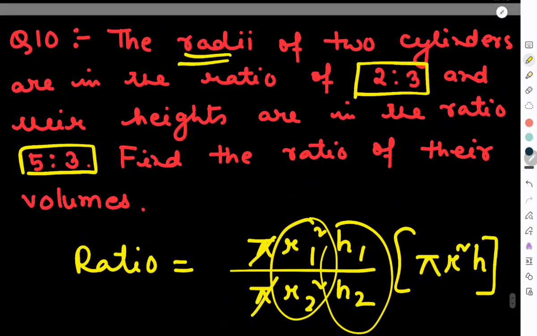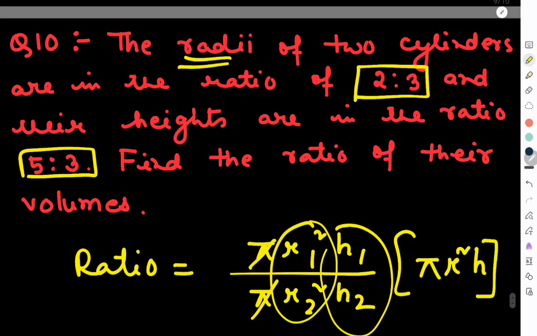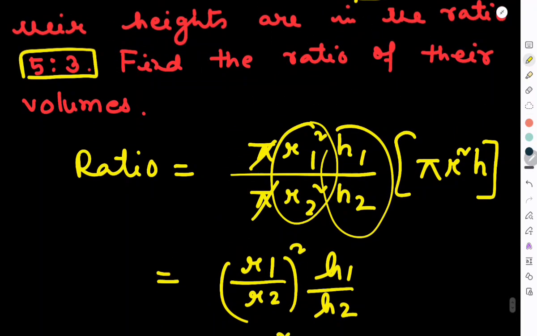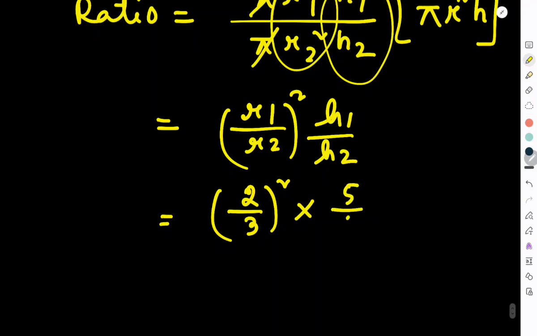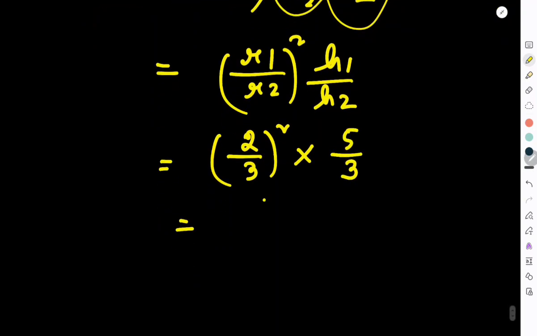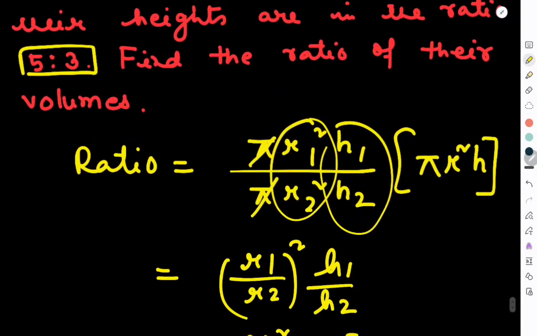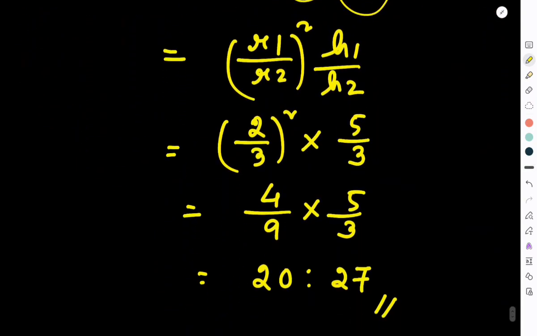The ratio of the radii is 2:3, so this is now (2 by 3) whole squared, and the height ratio is 5 by 3. So after calculation, 4 by 9 into 5 by 3, the ratio will be 20 is to 27. So this is my answer, right? That's all, these are the MCQs I have discussed. See you in the next video.